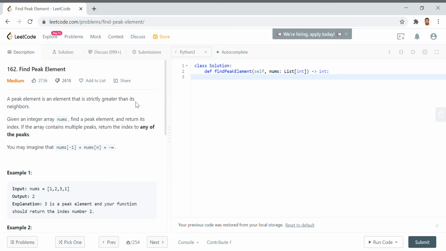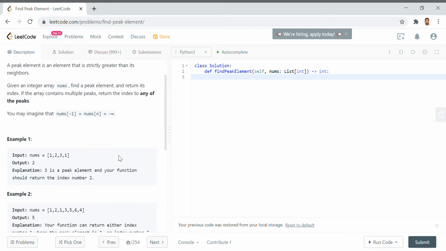We want to find the peak element in an array. The idea is take any element. If it is bigger than all of its neighbors, then it is a peak element. So much like a mountain, it's the highest point in some localized part of that mountain.